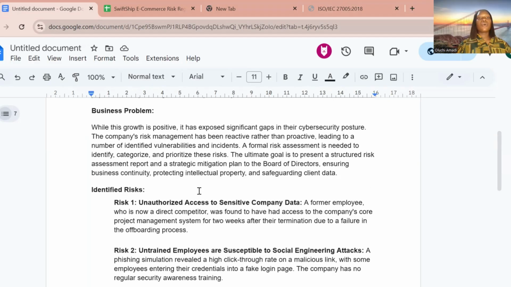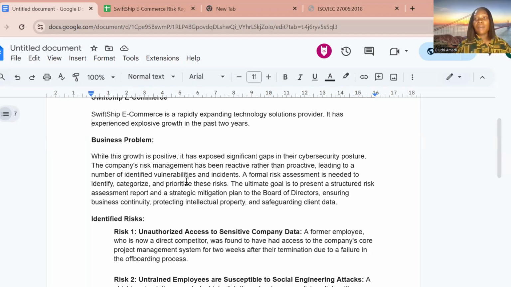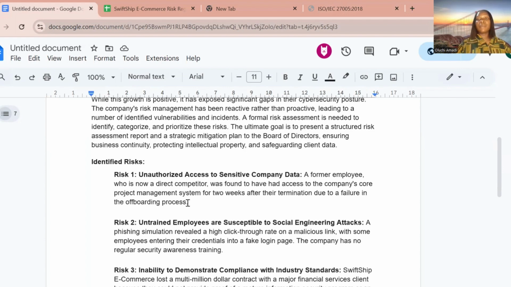So SwiftShop have actually done their risk identification, and they have found out that the first risk they pose is unauthorized access to sensitive data. That is, a former employee who is now a direct competitor was found to have access to the company's core project management system for 2 weeks after termination due to a failure in the offboarding process.